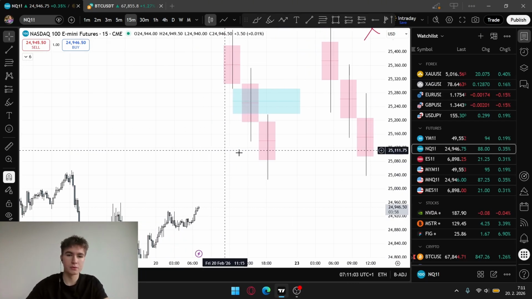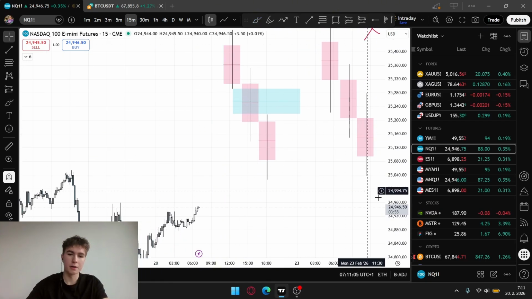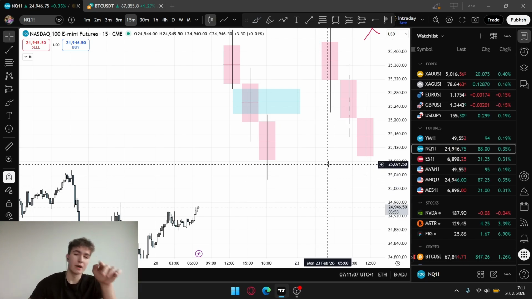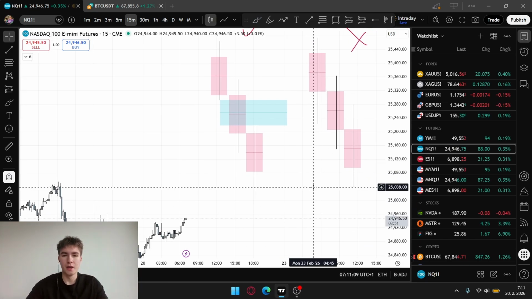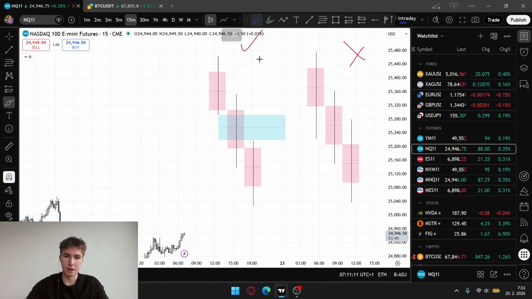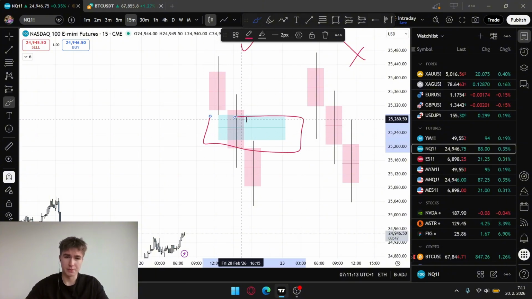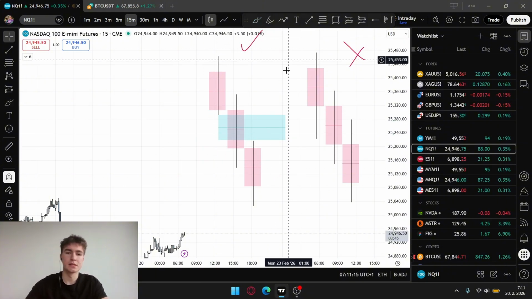Today I'm going to show you how to spot inversions within the market. The first thing that you need to actually understand before you can spot inversions within the market is fair value gaps, and what a fair value gap actually is.